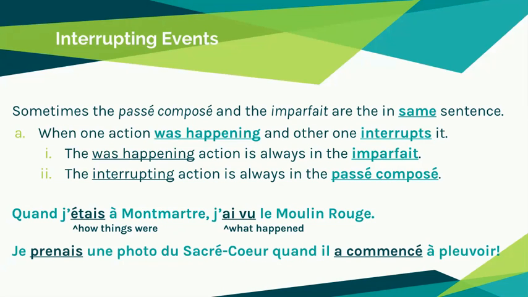Je prenais une photo du Sacré-Cœur quand il a commencé à pleuvoir. I was taking a photo of Sacré-Cœur when it started to rain. So here, the fact that I was taking a photo is the background action for when it started, interrupting action, to rain. So again, je prenais une photo, that's how things were, and il a commencé à pleuvoir is what happened.